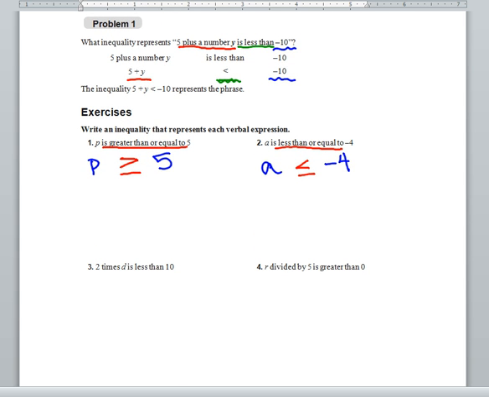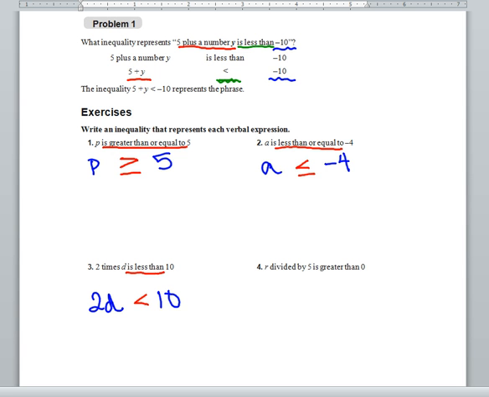Number 3, 2 times d is less than 10. 2 times d is written 2d. In algebra, we don't need any multiplication symbols when we have variables. Is less than 10.